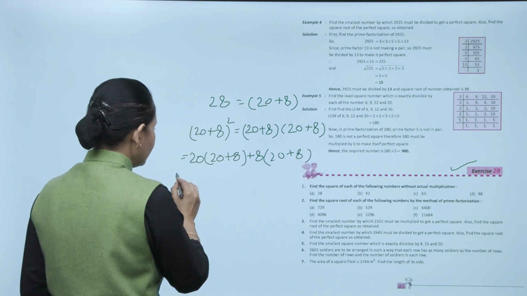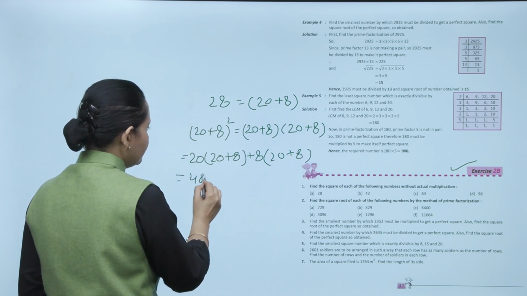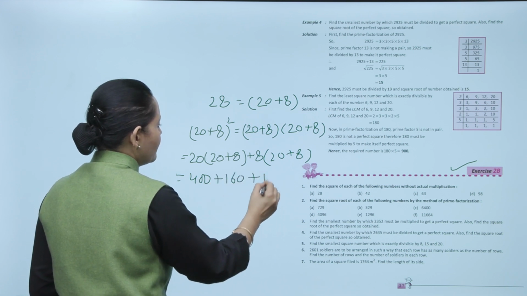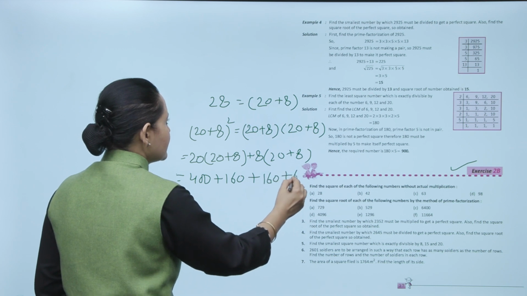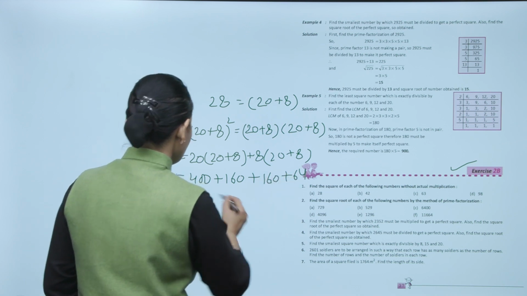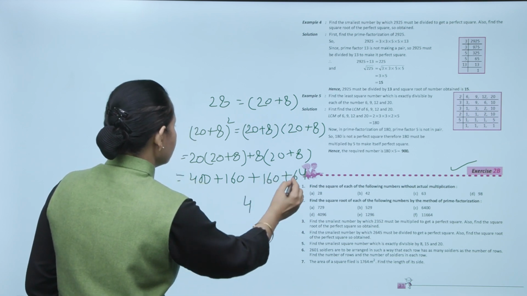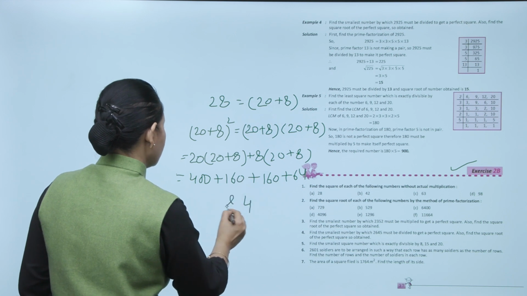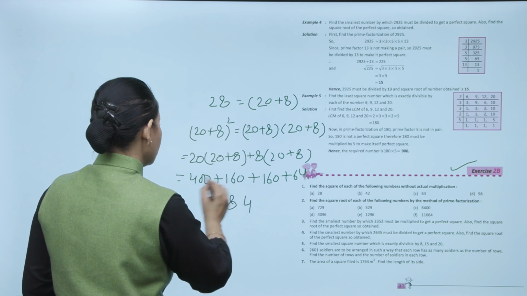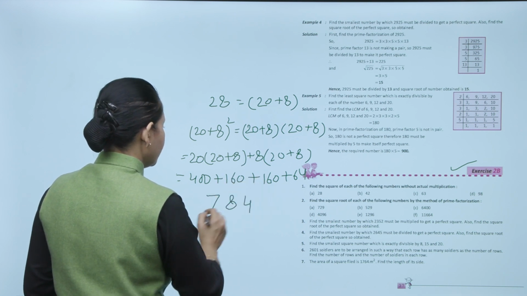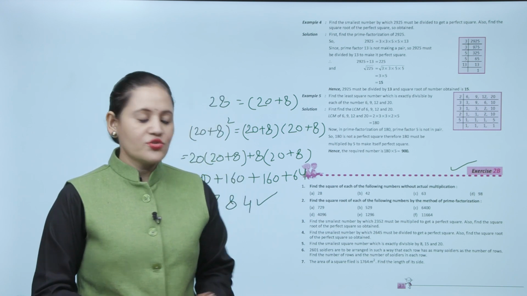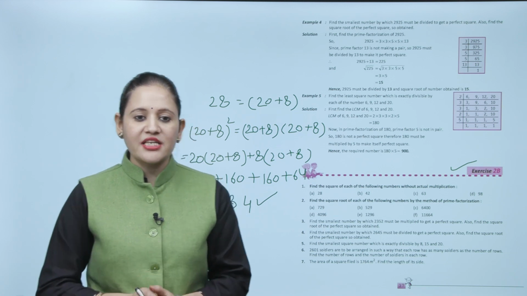So it can be written as 400 plus 160 plus 160 plus 64. So now we will add, and we get 784. That is the square. Clear? So you have to practice all the questions. We will move to the next topic.